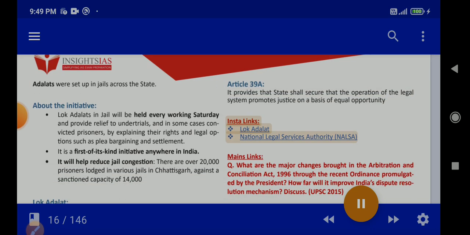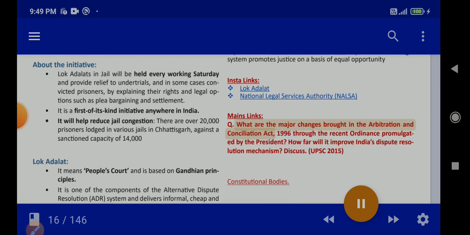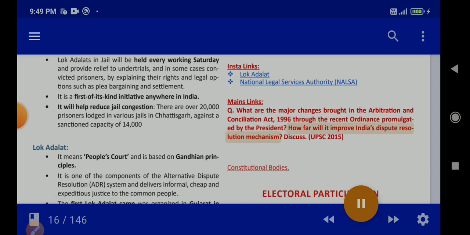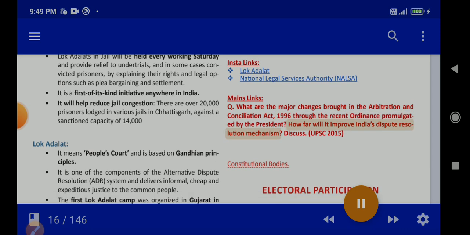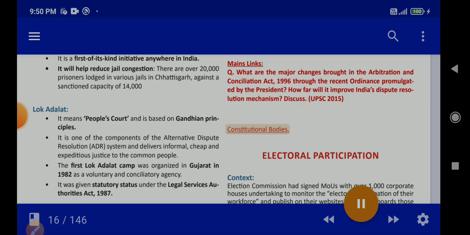Insta links: Lok Adalat, National Legal Services Authority (NALSA). Mains links: What are the major changes brought in the Arbitration and Conciliation Act, 1996 through the recent ordinance promulgated by the President? How far will it improve India's dispute resolution mechanism? Discuss. UPSC 2015. Constitutional bodies.